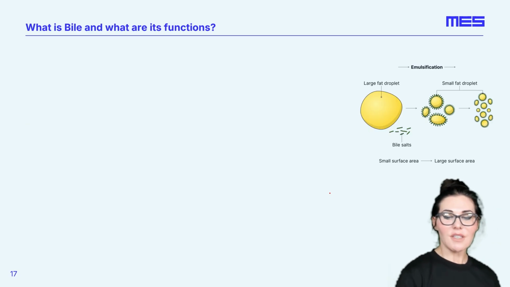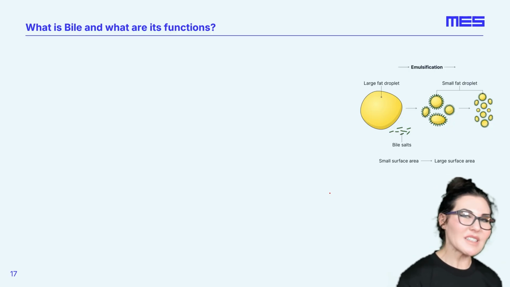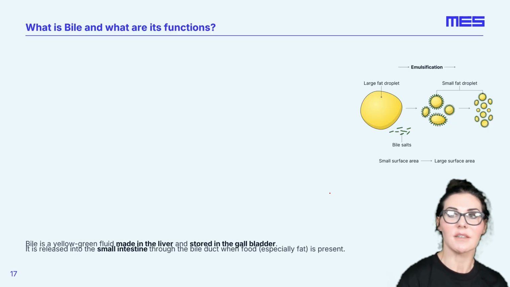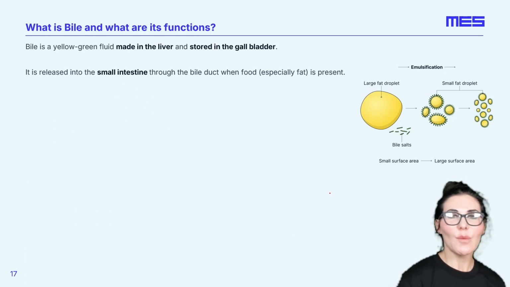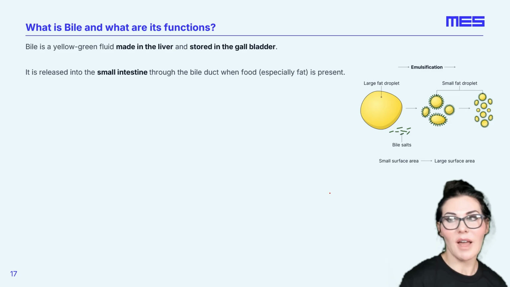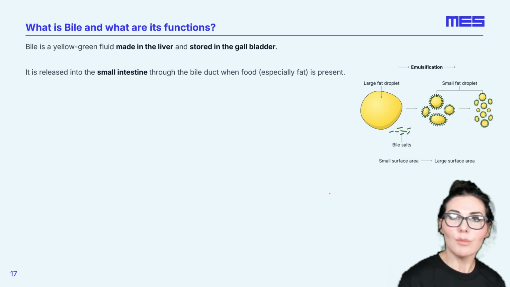Let's just go back to the liver then and bile. We talked about this right at the beginning of the video, but we didn't really go into a huge amount of detail on what bile is. Bile is a yellowy green fluid which is made by liver cells, and when the liver makes the bile, it then stores it in a little pouch located just under the liver called the gallbladder. When food is in your small intestine, the gallbladder releases that bile into the small intestine where it works on the fat.